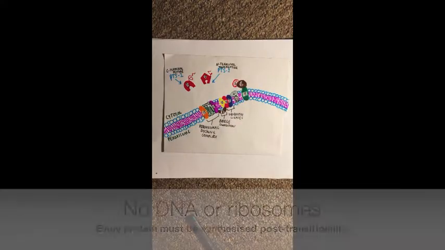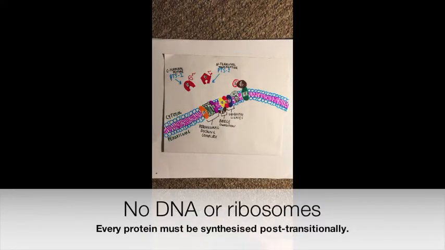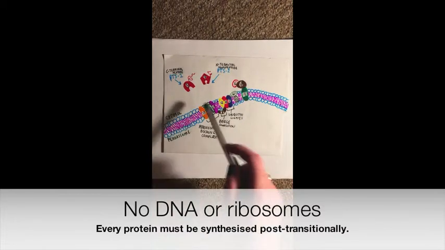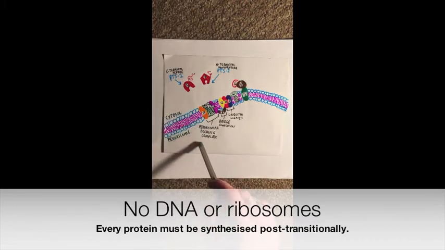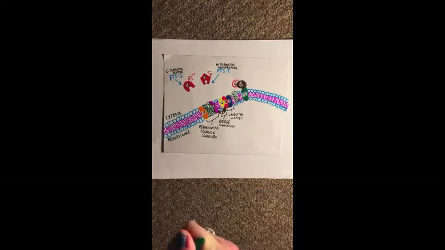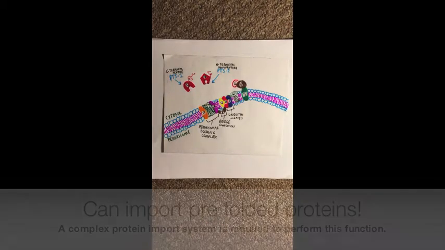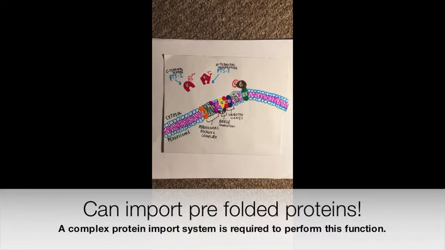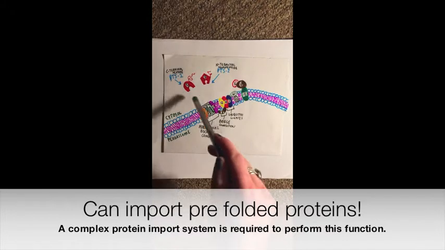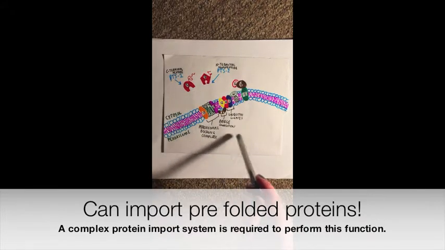One key point to note about this organelle is that it contains no ribosomes or DNA. Therefore, every protein which is required by the peroxisome is synthesized in the cytosol and imported in. In yeast, this is the organelle with the highest protein concentration, and the proteins within the peroxisome are heterogeneously distributed. Peroxisomes are also able to import pre-folded and oligomerized proteins. In order to perform these tasks, peroxisomes require complex protein import systems.